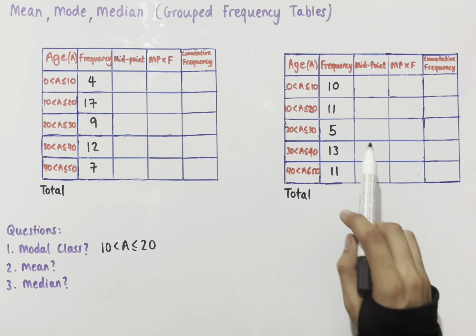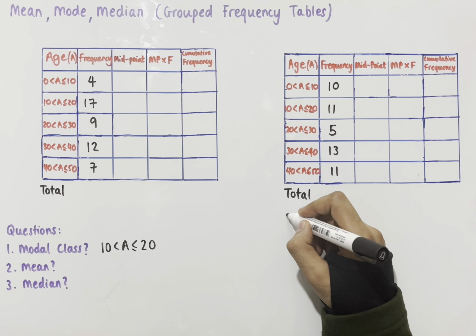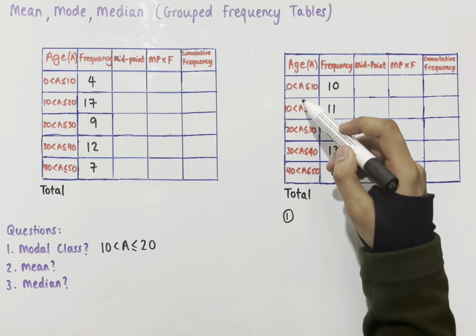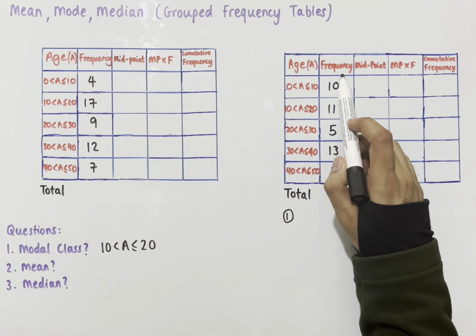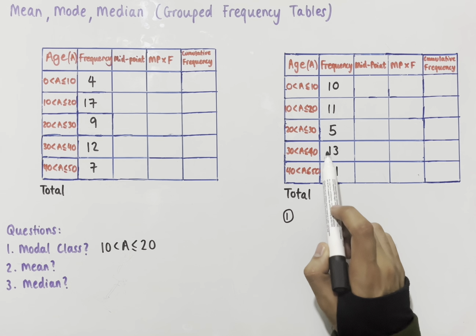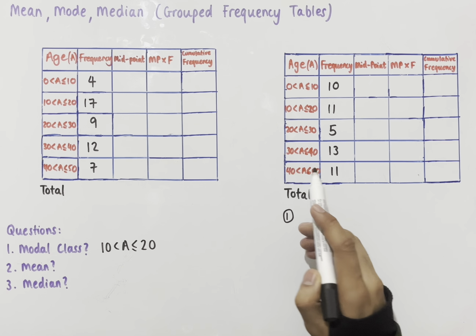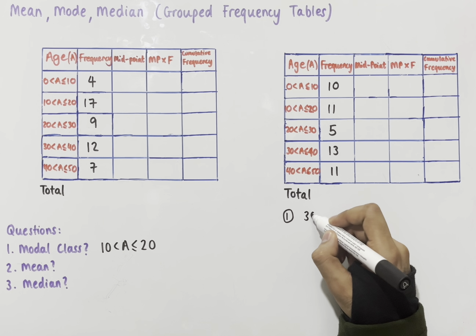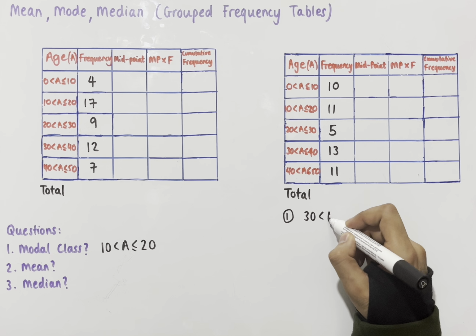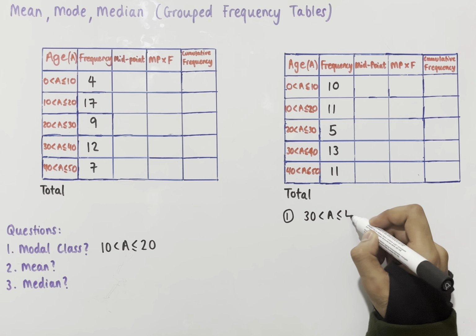If we look at the second table, to get the modal class, we look at the class that has the highest frequency again, and we can see that the highest frequency is 13, and that is represented by the class between 30 and 40. So 30 < A ≤ 40.